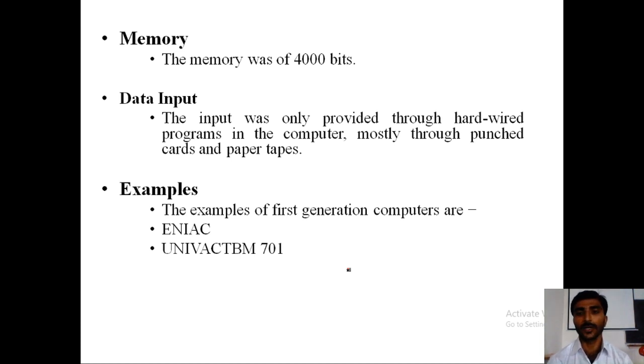Data input: how did they provide the data? Using punch cards and paper tapes. Punch cards are paper, and using that paper they read the inputs. And the examples, that means the computers in that generation, are ENIAC, UNIVAC, and IBM 701. These are examples of those types of computers.